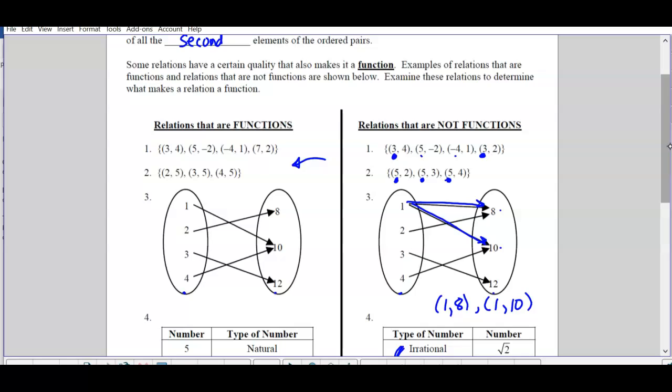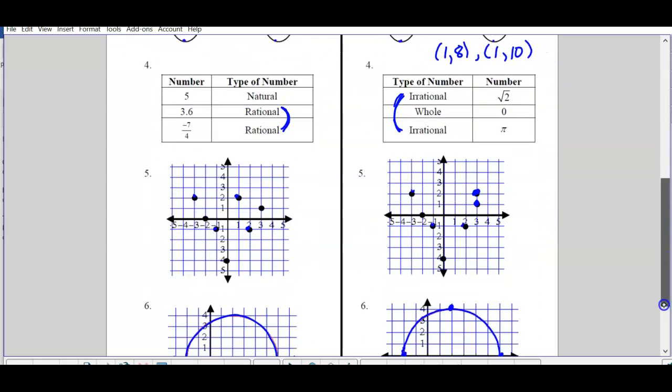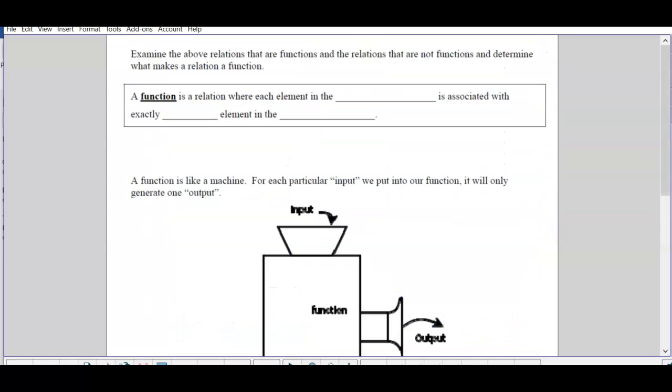Here, for every x value, there could be more than one. For example, in question 2, for when x equals 5, y could equal 2 or 3 or 4, and that is not a function. And the next one, when x is 1, y could be 8 or 10. So for a function, for every x, there has to be only one y value, or specifically domain and range values. So if you take a look at the next part, examine the above relations that are functions and the relations that are not, and determine what makes a relation a function.